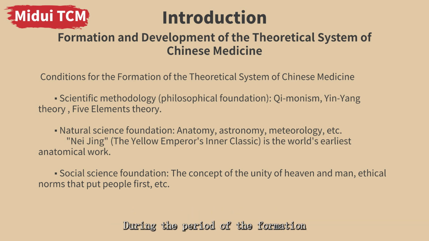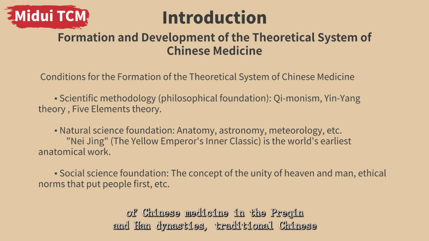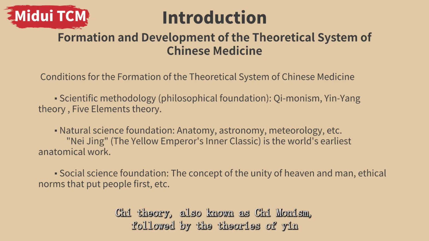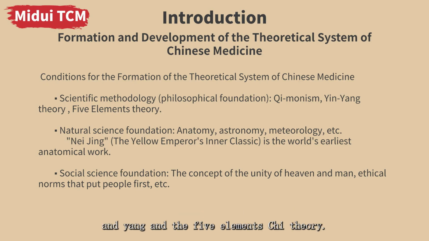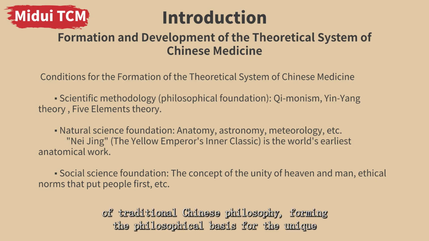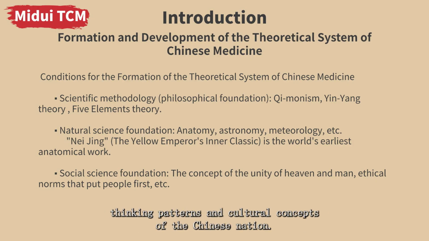During the period of the formation of Chinese medicine in the pre-Qin and Han dynasties, traditional Chinese philosophy was highly developed. Representative philosophies included Qi theory, also known as Qi monism, followed by the theories of yin and yang and the five elements. The theories of yin and yang and the five elements are the most basic categories and theories of traditional Chinese philosophy, forming the philosophical basis for the unique thinking patterns and cultural concepts of the Chinese nation.